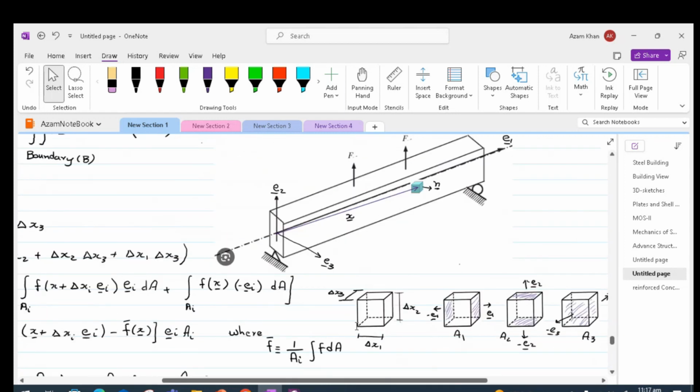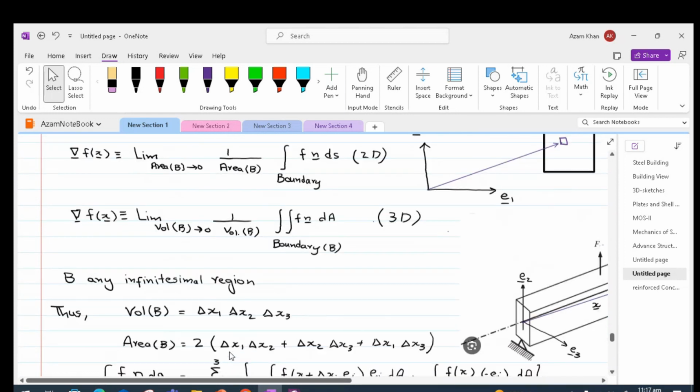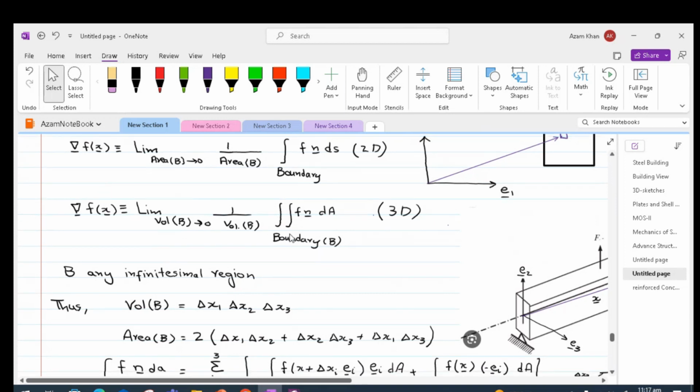So the volume of this box is delta x1 times delta x2 times delta x3. That volume, what we are actually trying to do is we will plug the values in this definition. So the volume in this definition is delta x1, delta x2, delta x3. Then we have this integrand which needs to be defined. This integrand is having the value of the function times the normal of the function times dA. So let us try to find this integrand.